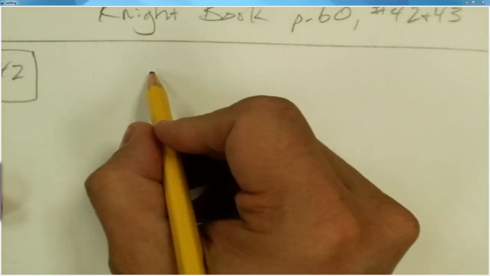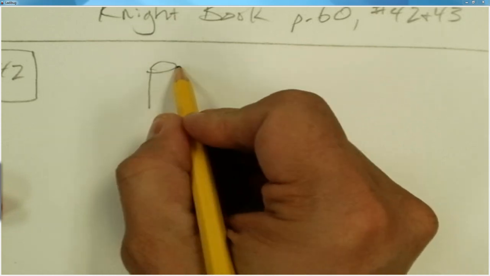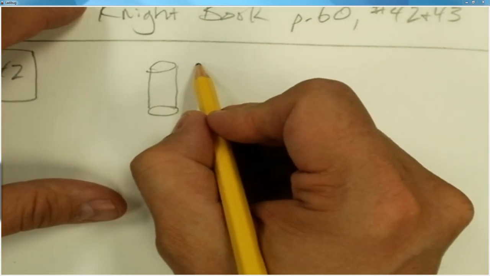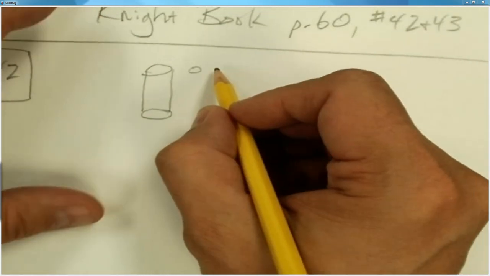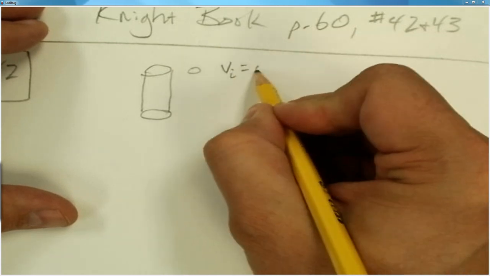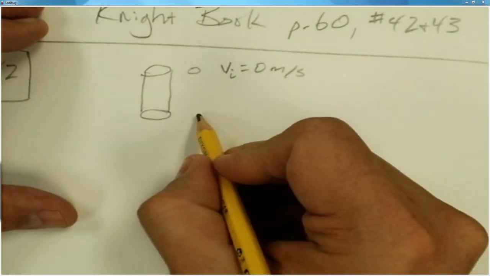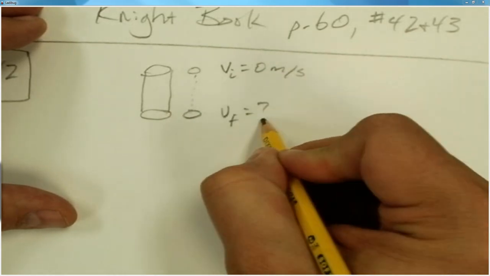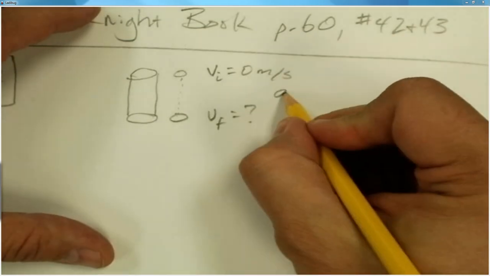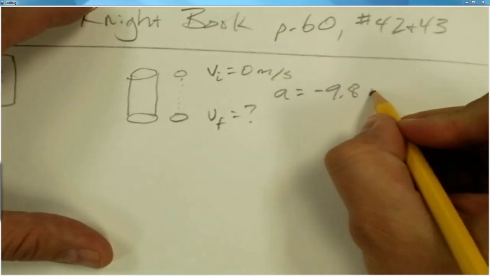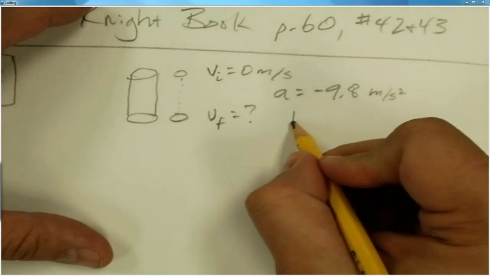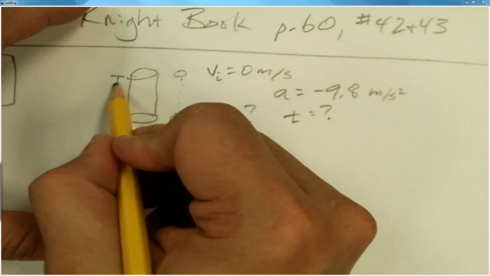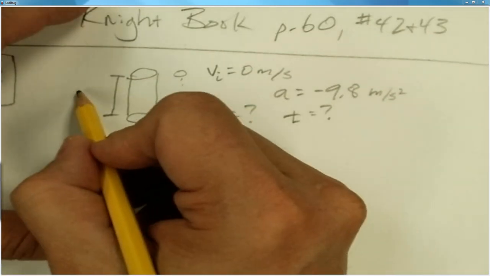First step, always draw a picture. So here's my tower, and here's my ball bearing. And I'm dropping it, so its initial velocity is equal to 0 meters per second. Final velocity, just before it hits the ground, I don't know. It is falling downwards, so its acceleration is negative 9.8 meters per second squared. I do not know how long it falls for. And the height it falls through is also unknown.